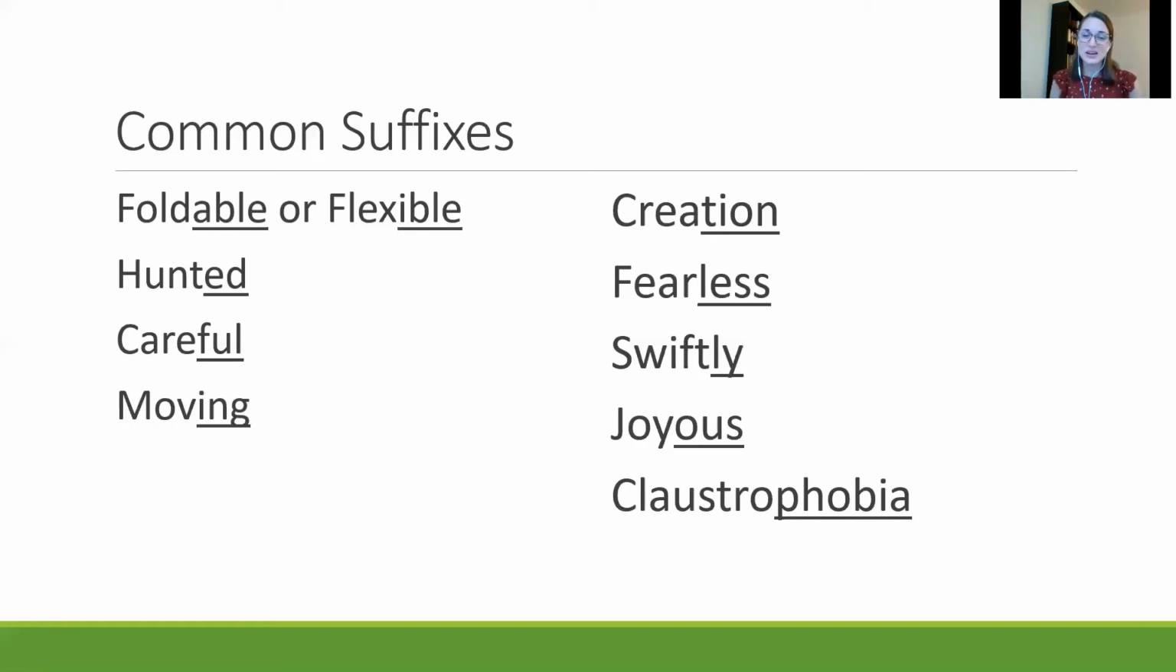Swiftly is our next one, and you can see an LY ending. Now, an LY, it means it's an adverb, or it describes how someone does something. So if we said, well, that person ran to the tree over there. How did they run? They ran swiftly.